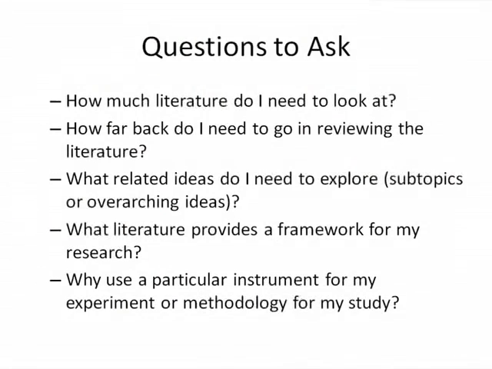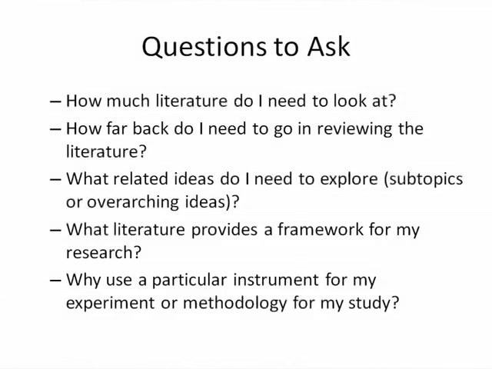Okay. I've done several literature reviews, and these are the questions that I ask myself, and these are the questions that people ask me. I think the big question is, how much literature do I need to look at? I could spend probably the next 5 years of my life looking at the literature in this field, and that's depressing. So how much? What related ideas do I need to explore? Subtopics or overarching ideas? A lot of times you're looking at a topic, but that topic has subtopics, correct? Or that subtopic has overarching topics. How do I know that I need to go to related ideas?